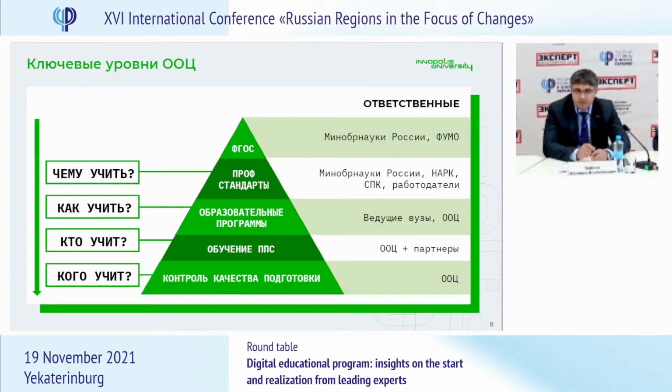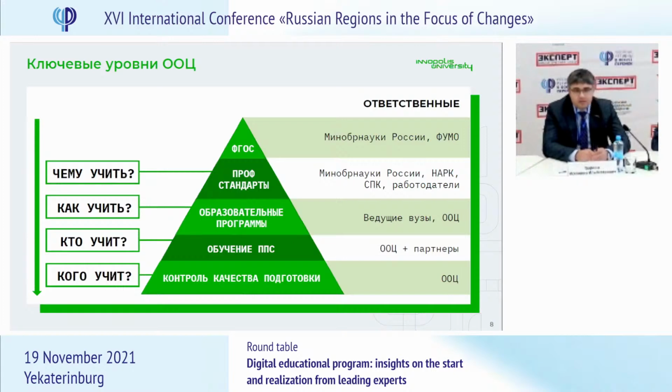The next level is professional standards developed by the Ministry of Education and Science of Russia, by employers and a few other entities. So we need to understand what professional skills need to be taken into account during our educational process. Then we move down to educational institutions, higher education institutions, and vocational education institutions. And here we develop educational programs, curricula, the content, the tests, and other aspects of this process.